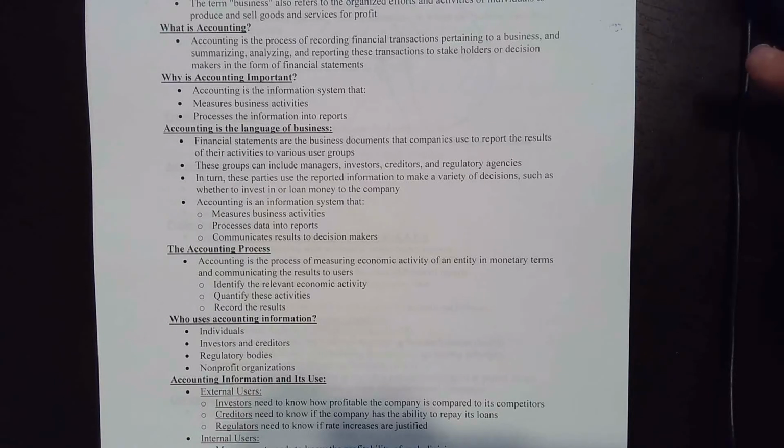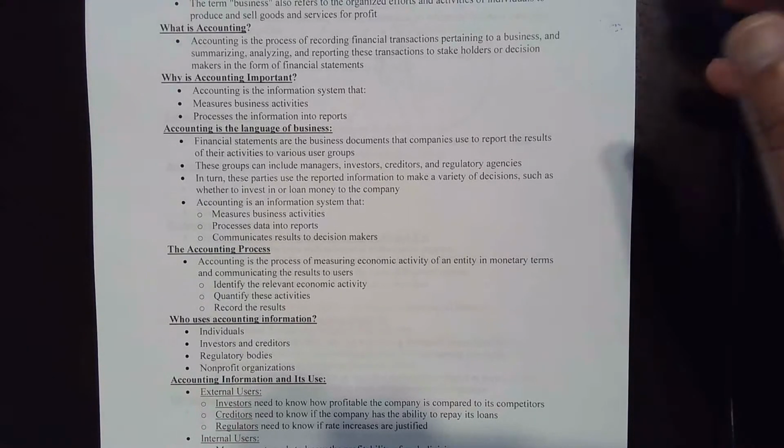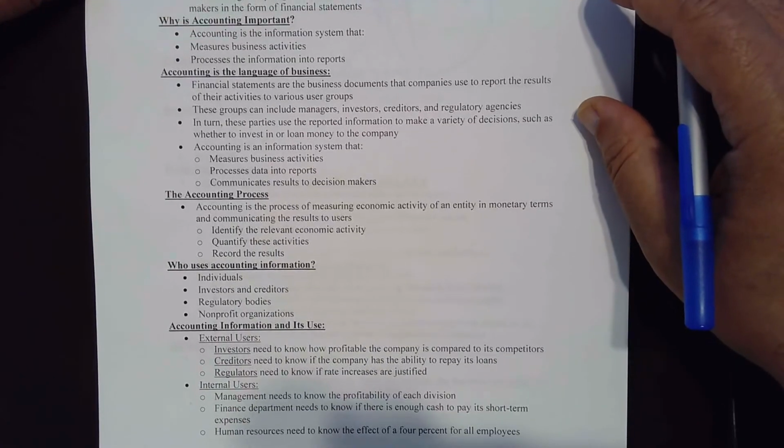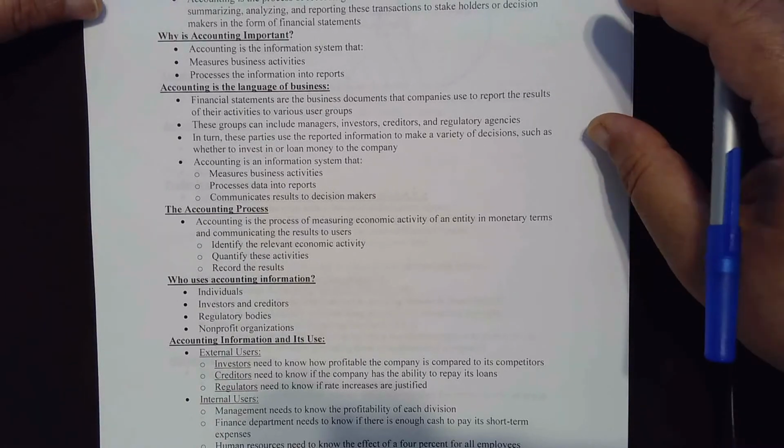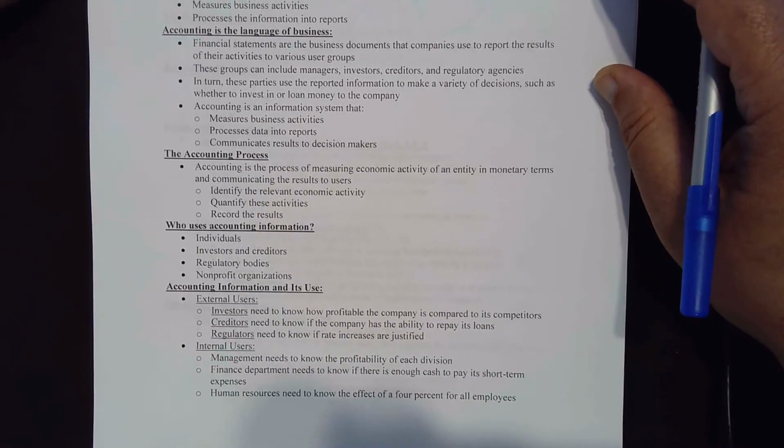This information helps us make decisions about what we want to do with this business, and we will discuss these things. So why is accounting important? Accounting is important because it's an information system. It provides basic information about a business. It measures business activities, meaning it tells us how much revenue we have earned, what expenses we have, and what we can forecast for the future based on what we have currently. It processes the information into a report, as I said, such as an income statement or balance sheet.